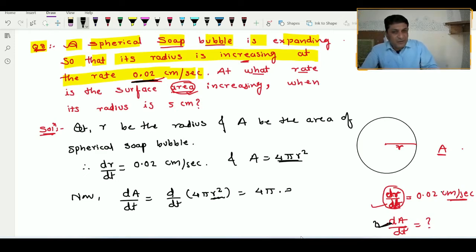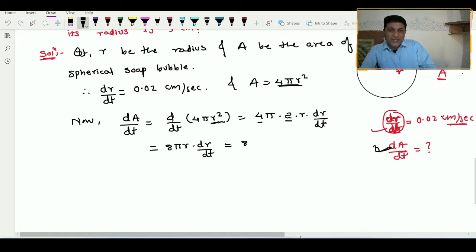So first take the power of r as a coefficient, decrease its power by 1, into the derivative of r, that means dr by dt. So this will be equal to 2 into 4, which is 8 pi r into dr by dt. So 8 pi, keep it as it is, r also as it is. Now we are substituting the value of dr by dt.